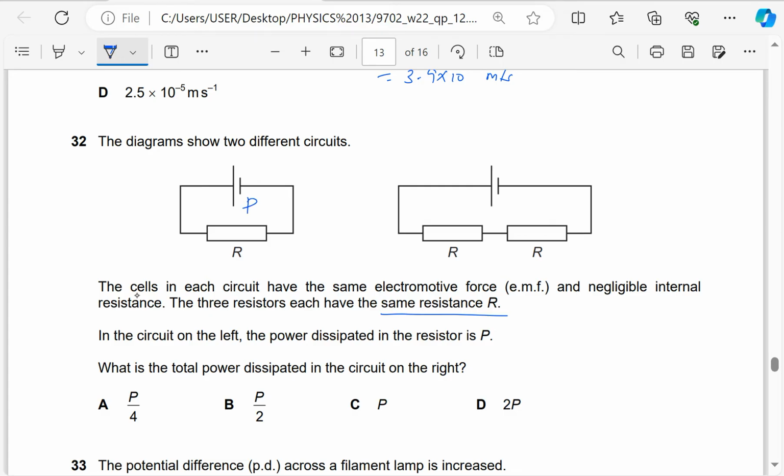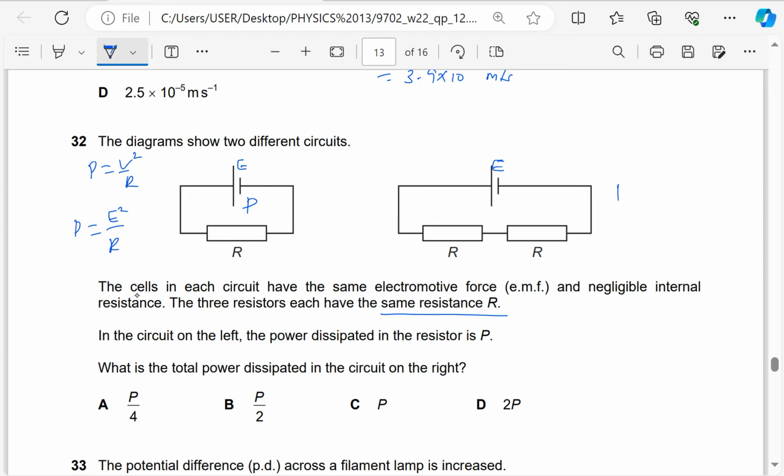But what is that P? Of course, this P is going to be in terms of the EMF. The EMF, they said, is the same. So it is going to be the EMF squared divided by R. I'm using power equals V squared over R, where V here is going to be the EMF.